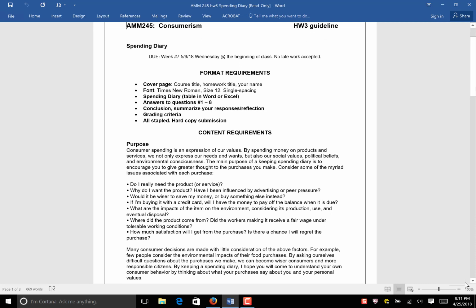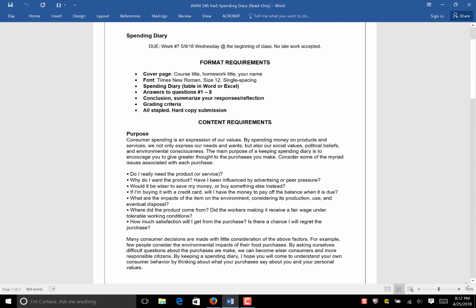So the purpose is for you to understand that consumer spending is an expression of our values. By spending money on products and services, not only do you express your needs and wants, but also your social values, political beliefs, and environmental consciousness, because we make choices. So the main purpose of keeping a spending diary is to encourage you to give more thought to the purchases that you make and have more self-awareness, okay?